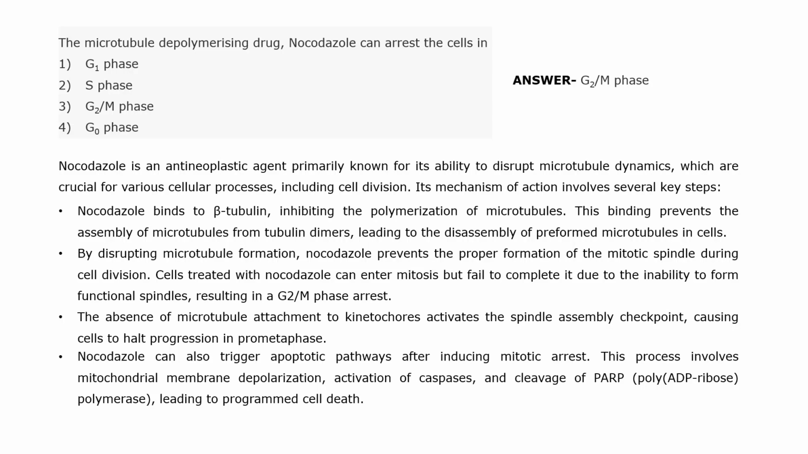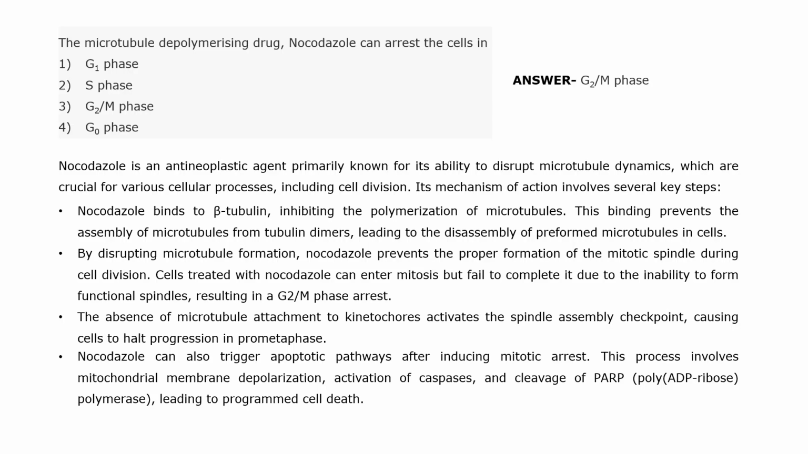The G2 to M checkpoint actually detects this malfunctioning because of this drug, thereby enabling the arrest and preventing the complete transition from G2 to M phase. So the absence of microtubule attachment to the kinetochore activates the spindle assembly checkpoint, causing the cells to halt progression in prometaphase. So that's what happens there.